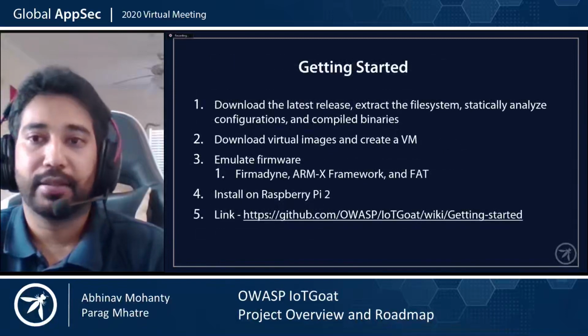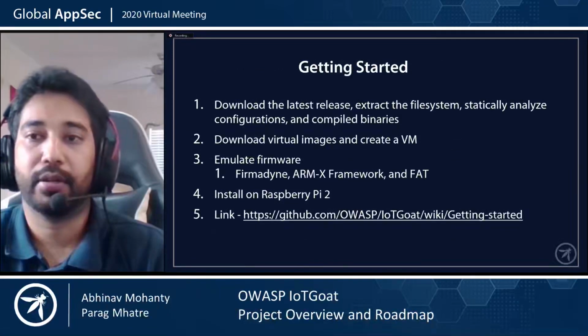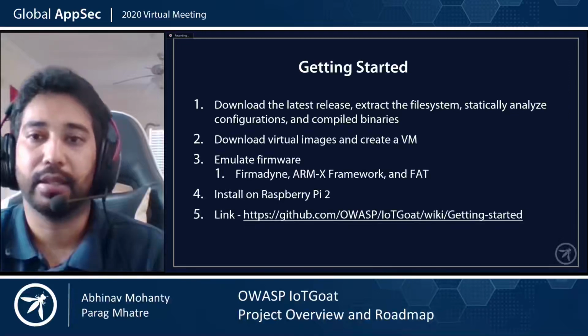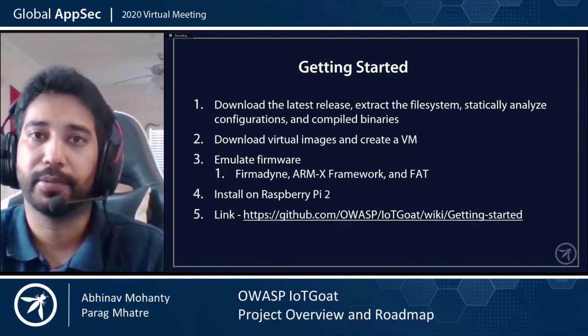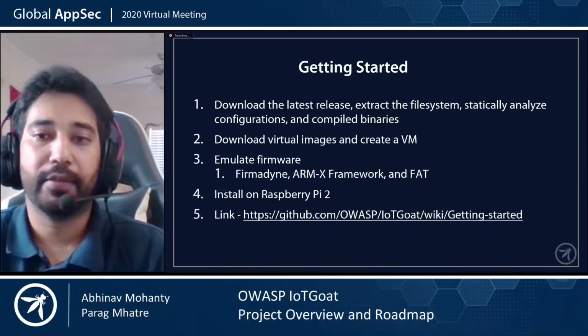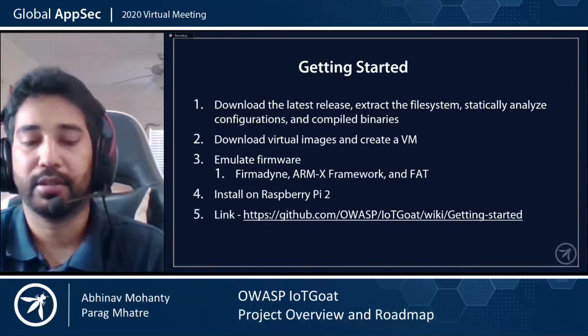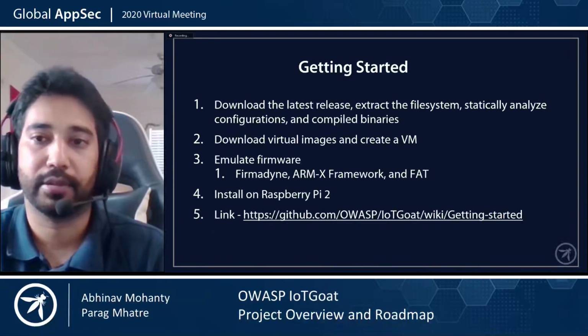There are several methods that you can use to get started with hacking IoTGoat, depending on your testing approach. For those who are looking to extract the file system and analyze the configurations and the binaries statically, they can download the latest pre-compiled firmware release from the release page on the GitHub repository. For the dynamic web testing and binary runtime analysis, the quickest and easiest way to get started is to download the virtual machine disk image, which is also provided on the GitHub repository, and create a custom virtual machine. And I will demonstrate that in a minute, how to do that.